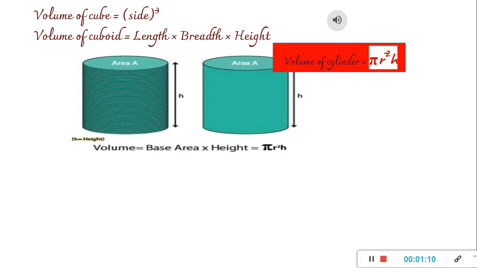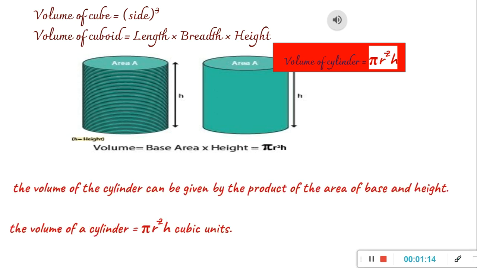So the product of base area and height, that is the volume of a cylinder. Means volume of a cylinder is equal to base area into height. What is base area? That is the area of a circle, that is pi r square. Now pi r square into h, that is height, that is equal to pi r square h. So the volume of a cylinder is pi r square h, right?